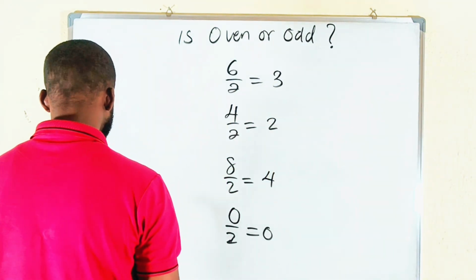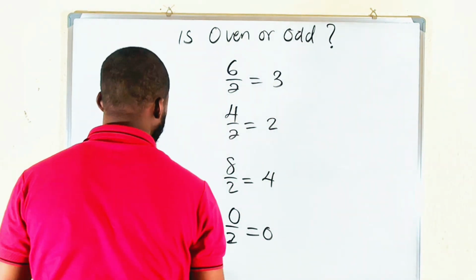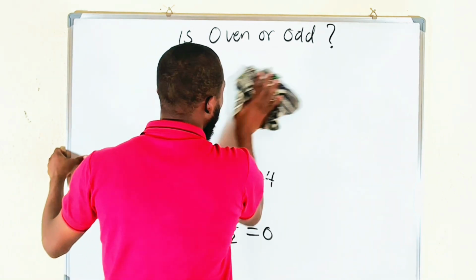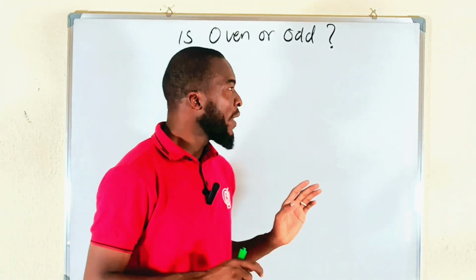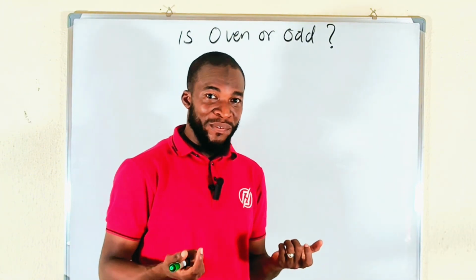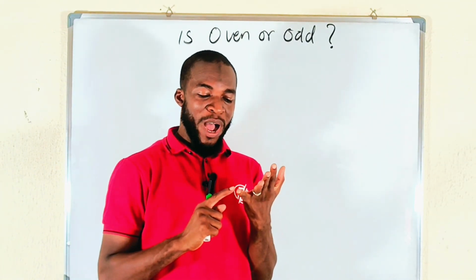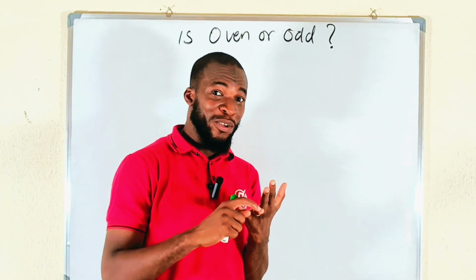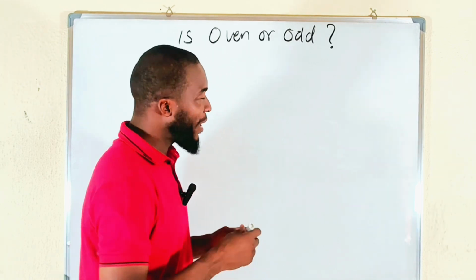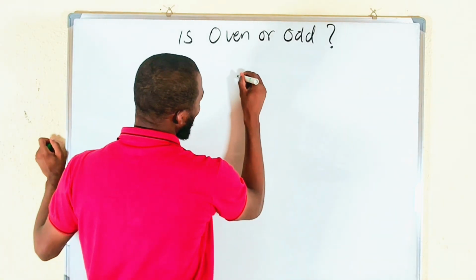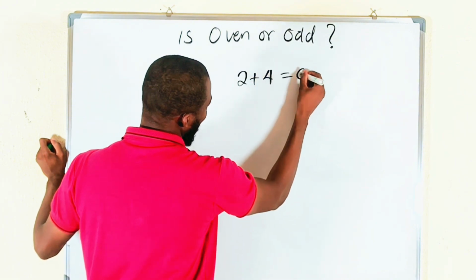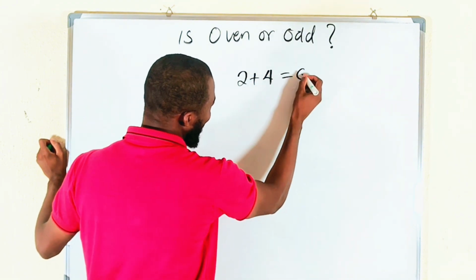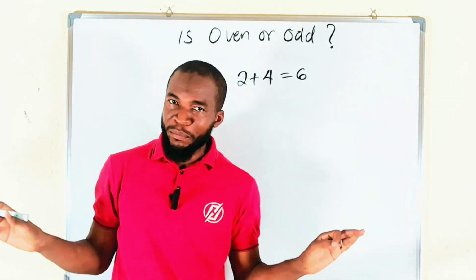Now let us go to the last one. And here is the last proof. Remember that property of even numbers. Whenever you add an even number to an even number, you're going to get an even number. Like 2 plus 4 will give us 6. This is even, this is even, this is even. This is true for all even numbers.